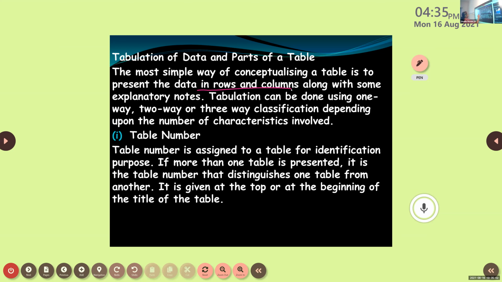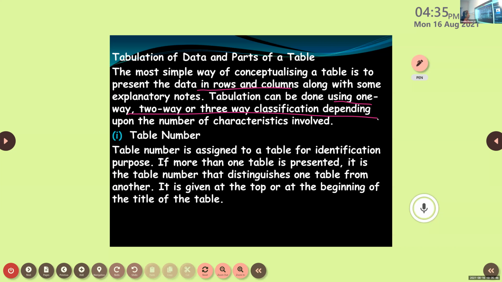Tabulation, how are we doing it? It can be done in one-way, two-way or three-way classification. You saw two-way classification in the previous chapter, where classification was given on the left side and on the top. So it can be done in one-way, two-way, or three-way classification here. We are arranging the things into rows and columns, then presenting it in tabular form. And there are some important or necessary points to be taken care of while we construct or prepare a table.